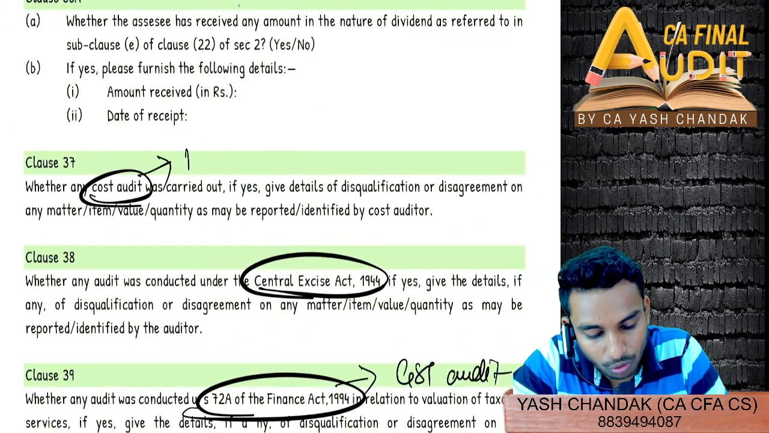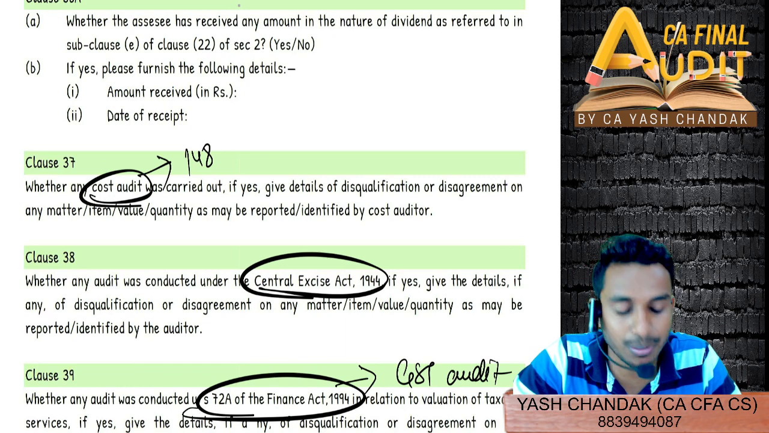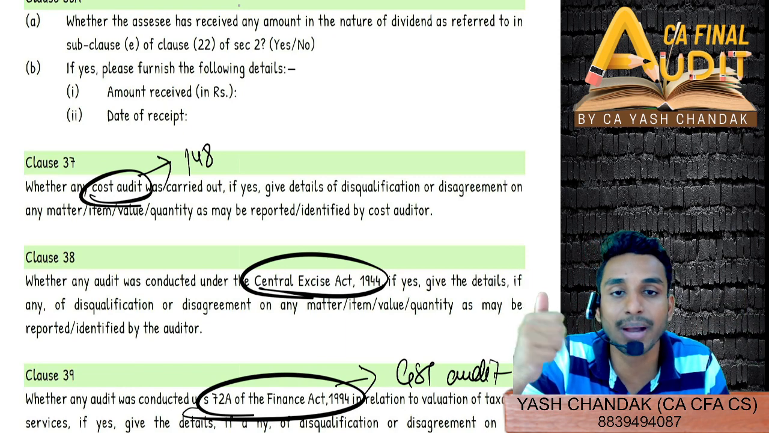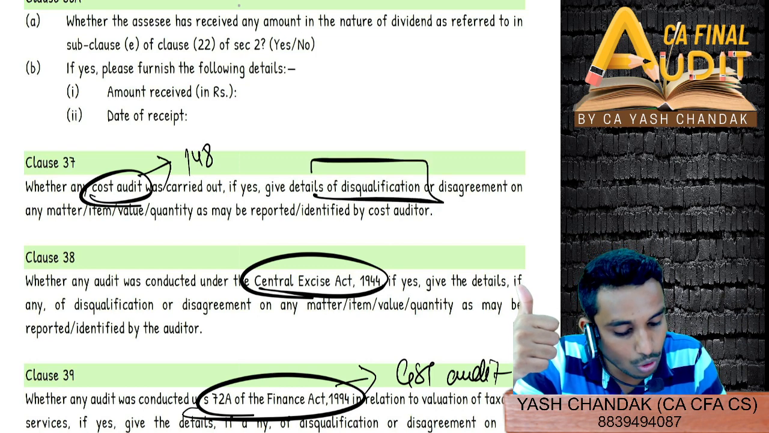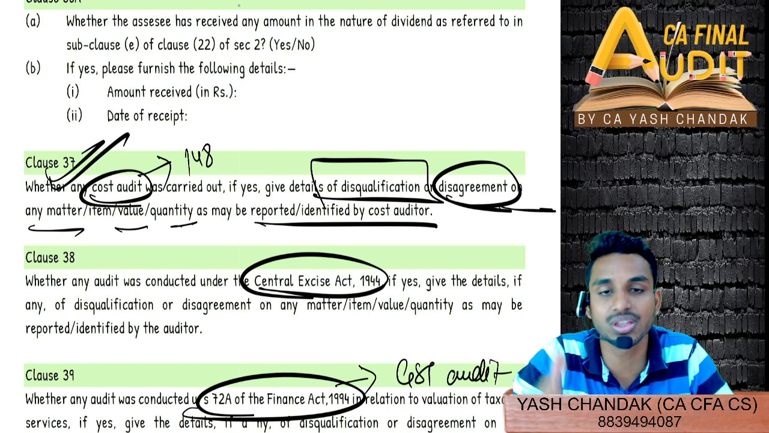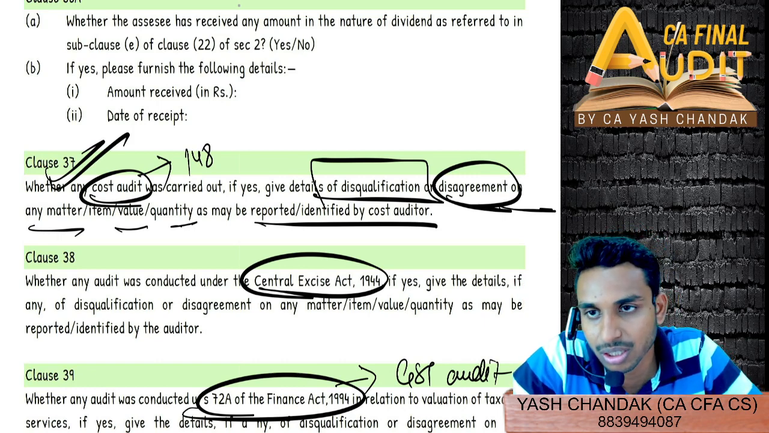Suppose a cost audit was carried out under section 148 of the Companies Act; whatever disqualifications or reporting has to be done by the cost auditor. If there are any disqualifications or disagreement on any matter, item, value, or quantity as may be reported, you have to mention this under clause 37.